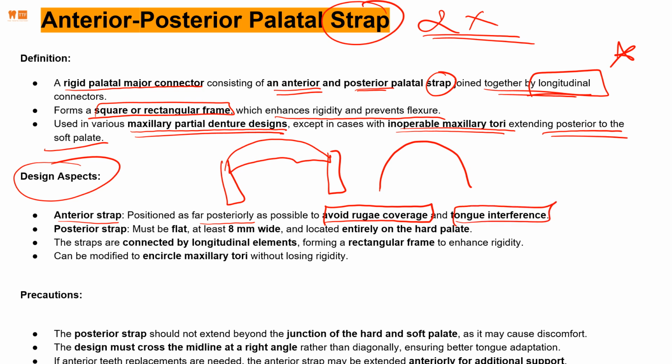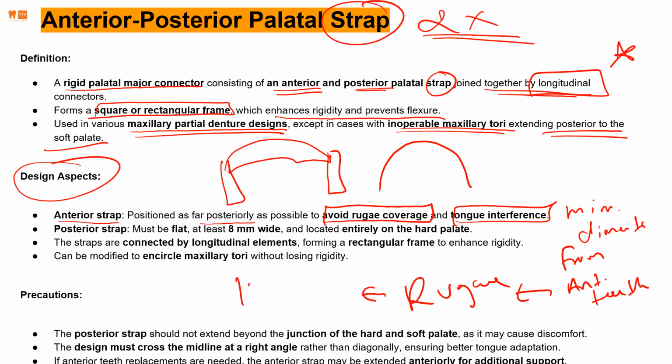And that is where we're talking about the minimum dimension from the anterior teeth that protects the rugae. I want you guys to keep a number in mind: 10 millimeters. That's it, 10 millimeters, okay? The posterior strap must be flat, at least 8 millimeters wide, located anteriorly on the hard palate, located entirely on the hard palate, I apologize. The straps are connected by longitudinal elements, that's these ones here.